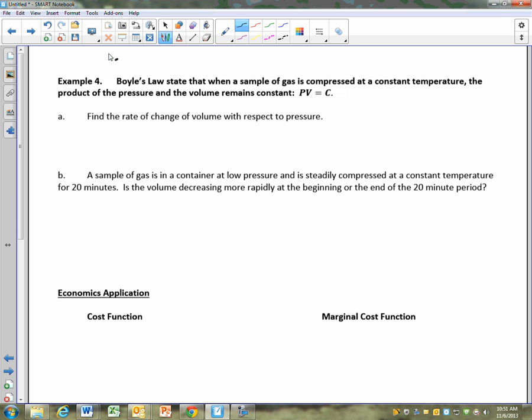So Boyle's Law states that when a sample of gas is compressed at a constant temperature, the product of the pressure and the volume remains constant. Okay?